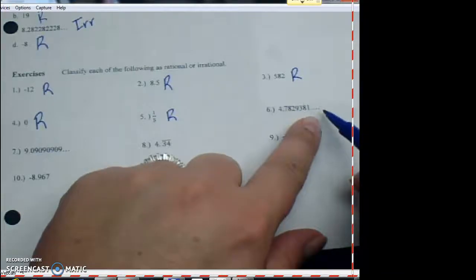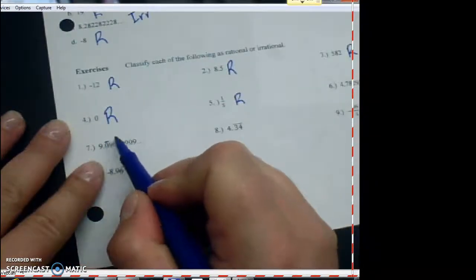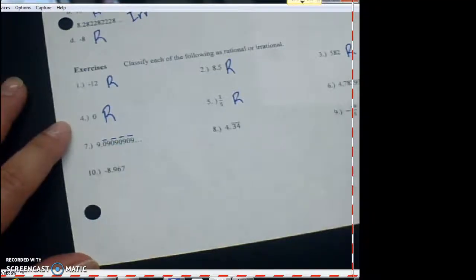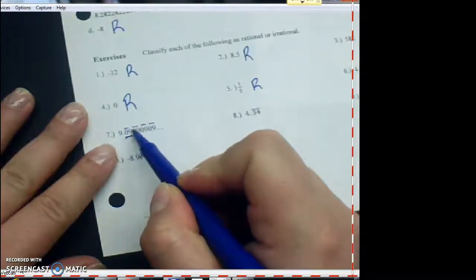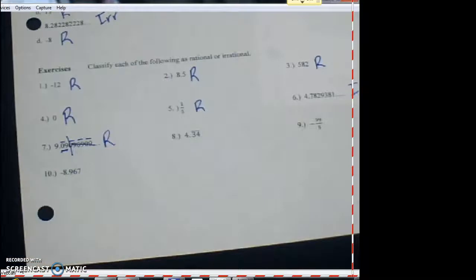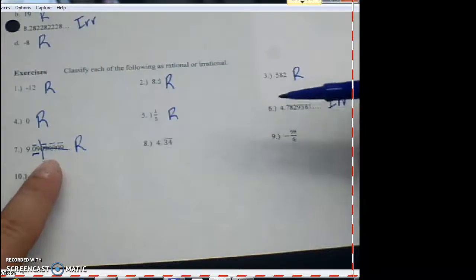Right? Number 6, irrational. It goes on and on forever, has these dots, and there is no repeating pattern. So it is irrational. Number 7. Oh, I lied. There was only one irrational. I tricked you. Because the 0.9 is repeating. See how 0.9, 0.9, 0.9? That one was my fault. I messed you guys up. That one's rational. See, even I make mistakes. See what happens when I don't look at it close enough.